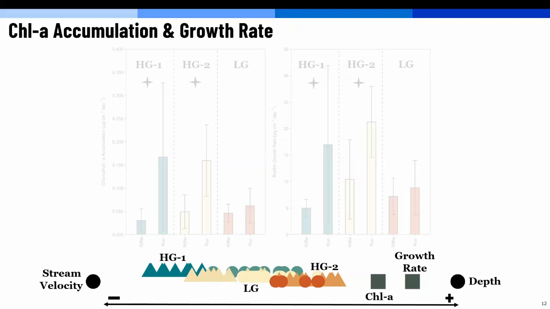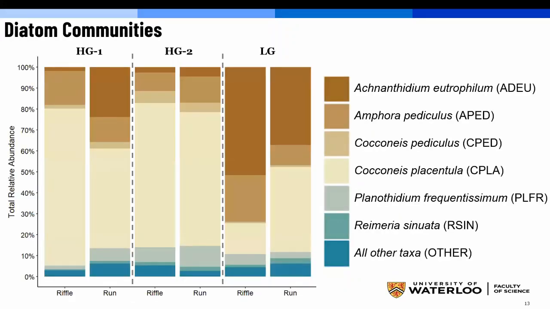We also see that habitats within the reaches generally cluster together, with the exception of HG1, where the riffles show quite a bit of spread. Now on to my favorite creatures, the diatoms. So here, 6 taxa accounted for over 80% of the total relative abundance across all of the habitats.